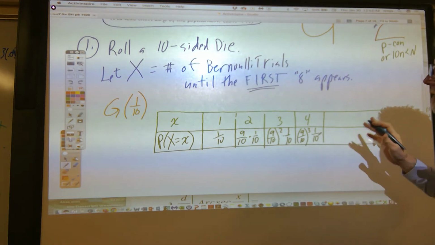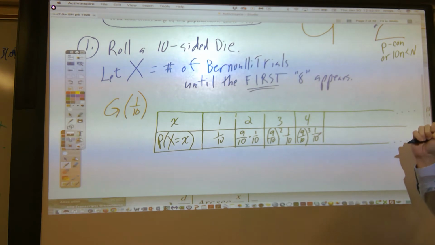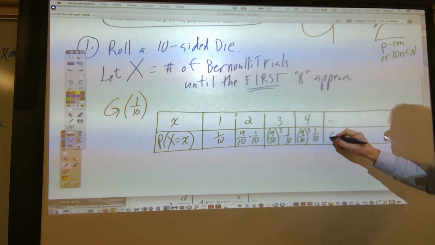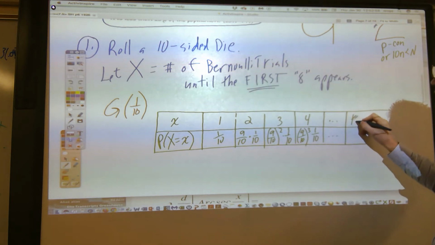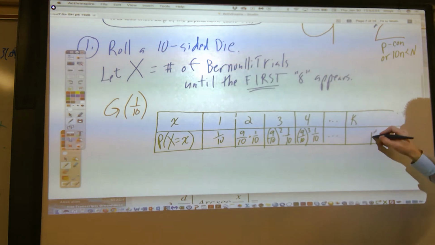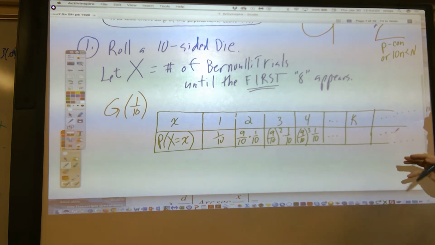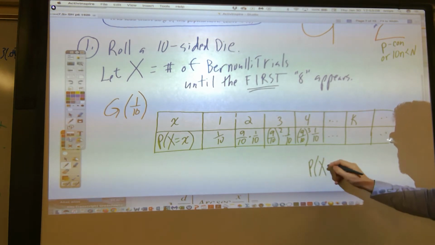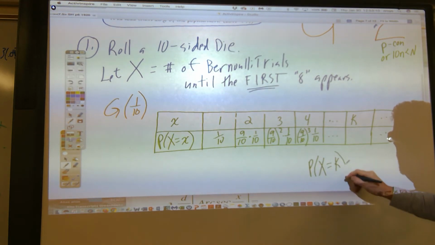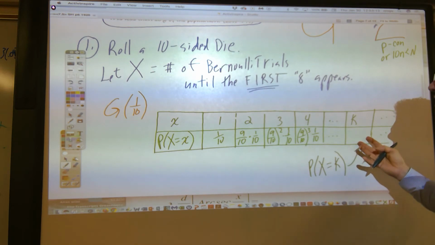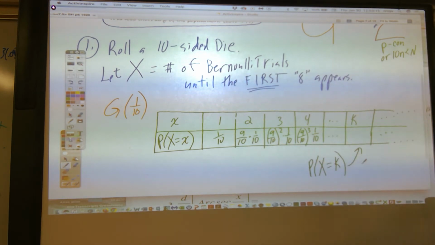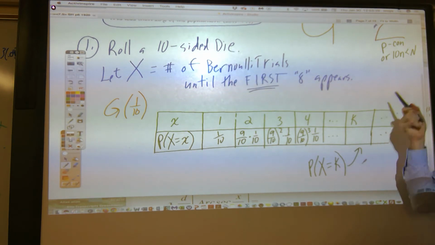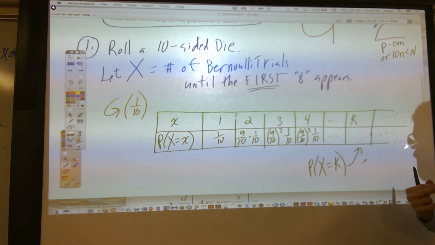These tables are infinitely long because there's no guarantee that you'll ever get an 8. So you go on and put the letter k, a lowercase k, and then continue forever. We need a formula for the probability that capital X equals lowercase k. That's the general formula for all of these cells. Who thinks they've got it? In terms of k, what's the probability that the first success is on the kth roll?